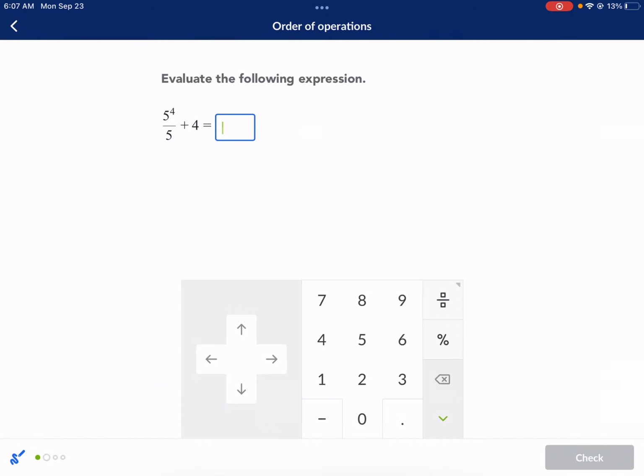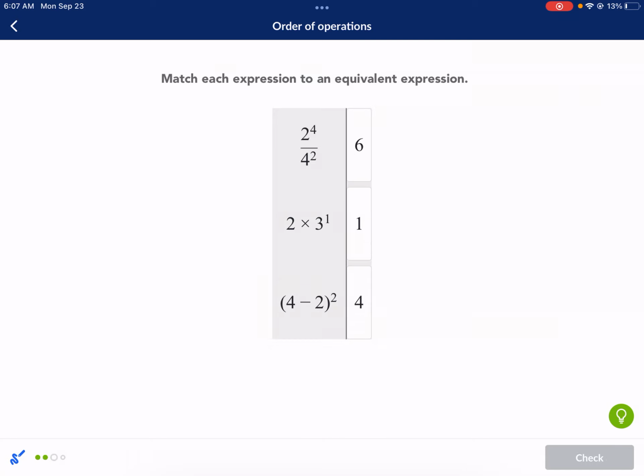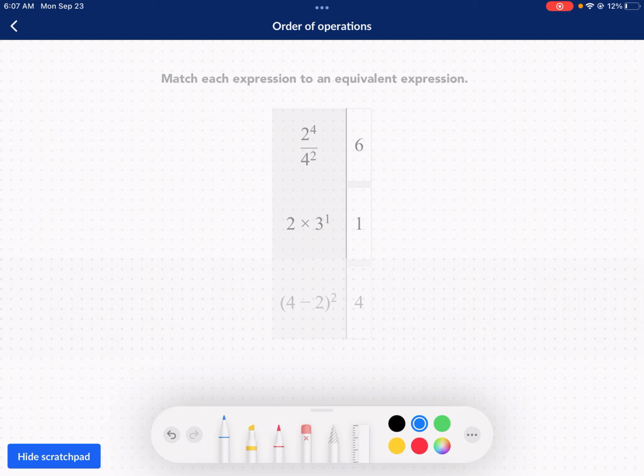Again, for my own personal class, I'm not too bothered that a student might use a calculator because you still need to know what order to do the operations in. Okay, match each expression to an equivalent expression. So we're going to have to answer each one of these first. Let me start with what looks like the easiest one.